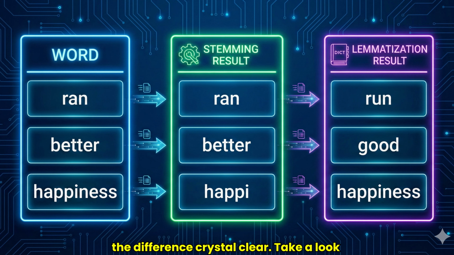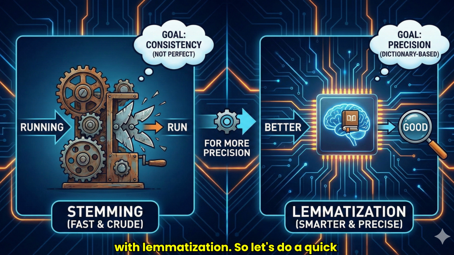This chart just makes the difference crystal clear. Take a look at the word ran. Stemming has no rule for it, so it just leaves it as ran. But lemmatization understands grammar and knows the proper base form is actually run. Or how about better? Stemming is totally stumped, but lemmatization knows the real root there is good. And of course, there's our old friend happiness, which becomes the nonsensical happi with stemming, but stays a correct, real word with lemmatization.